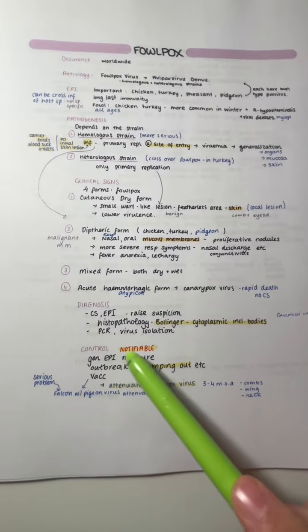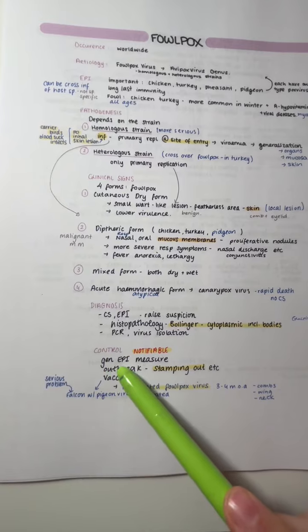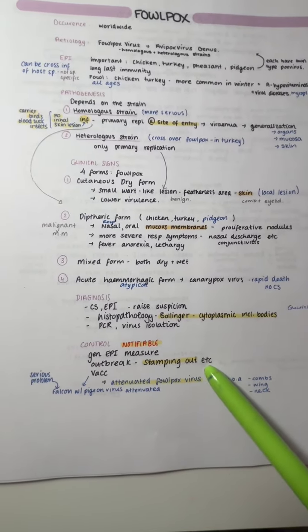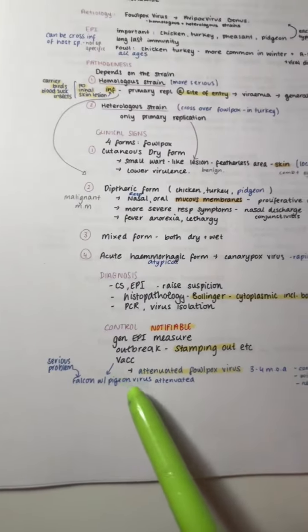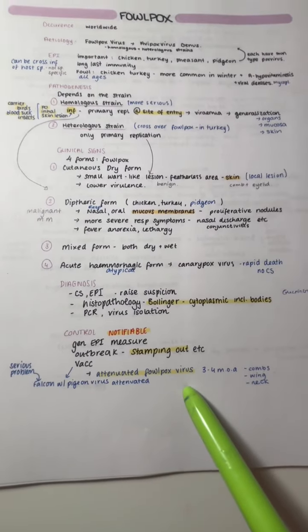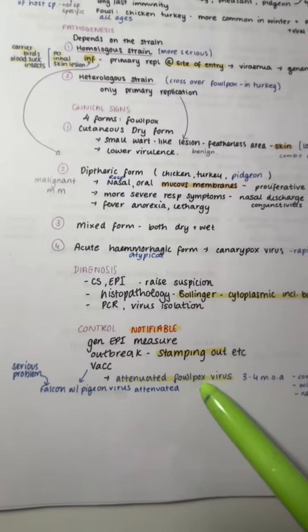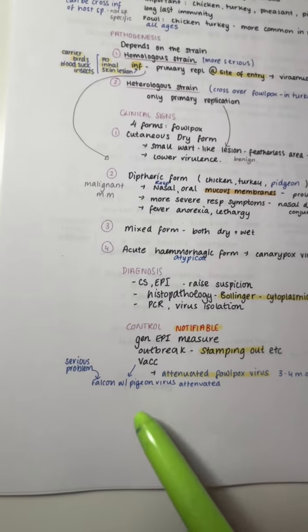For control, it's a notifiable disease. Follow the general epidemiology measures. If there's an outbreak, carry out stamping out, etc. The vaccine is an attenuated fowlpox virus. You give it at 3 months of age on the combs, wings, and neck. The vaccine is an attenuated falcon and pigeon virus.